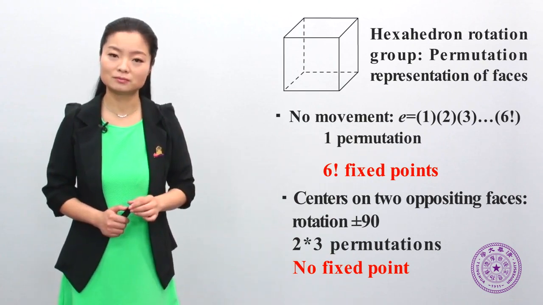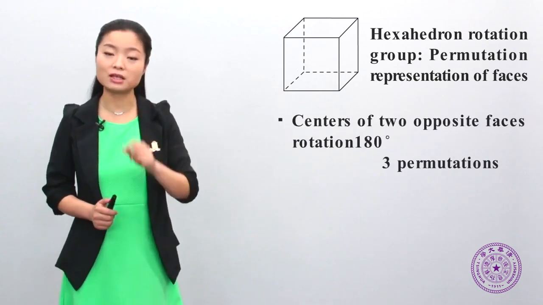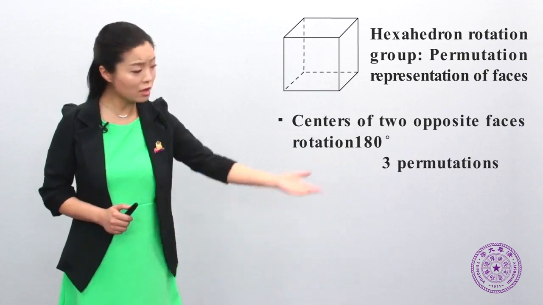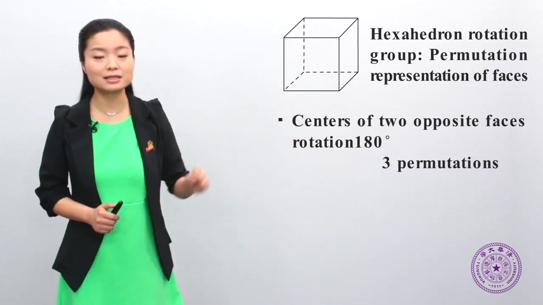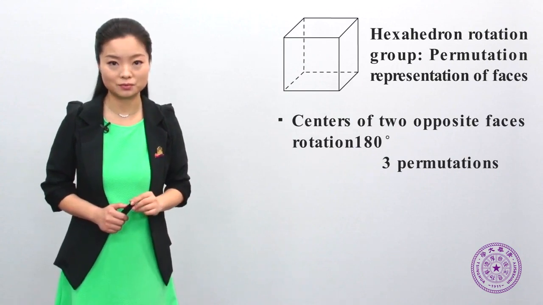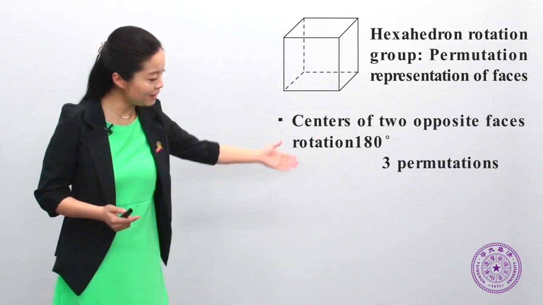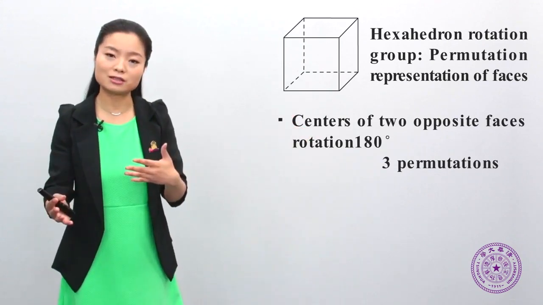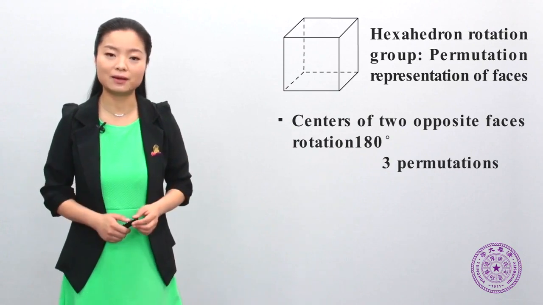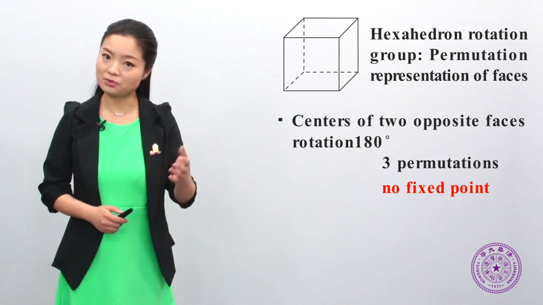Similar to this, besides the positive 90 degrees, we can still rotate 180 degrees about the face centers. Therefore, it contains a total of 3 different axes. Analyzing similarly, if we require that each face is colored with a different color, then after rotating 180 degrees, the colors will change. Therefore, it does not contain a fixed point. Then, is there any other permutation?